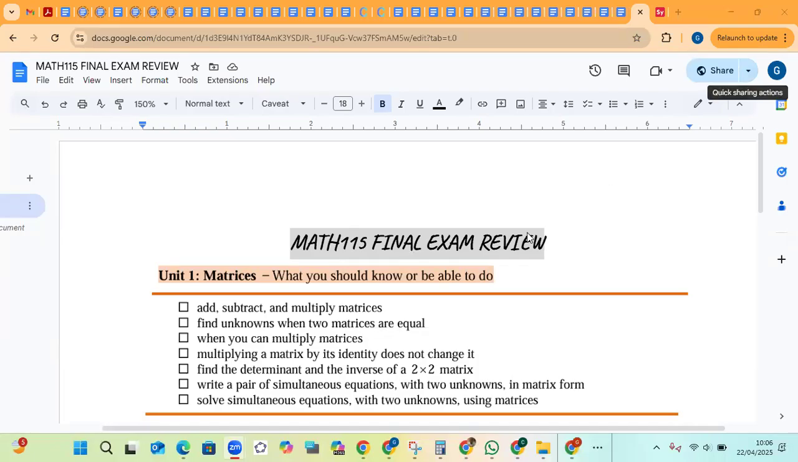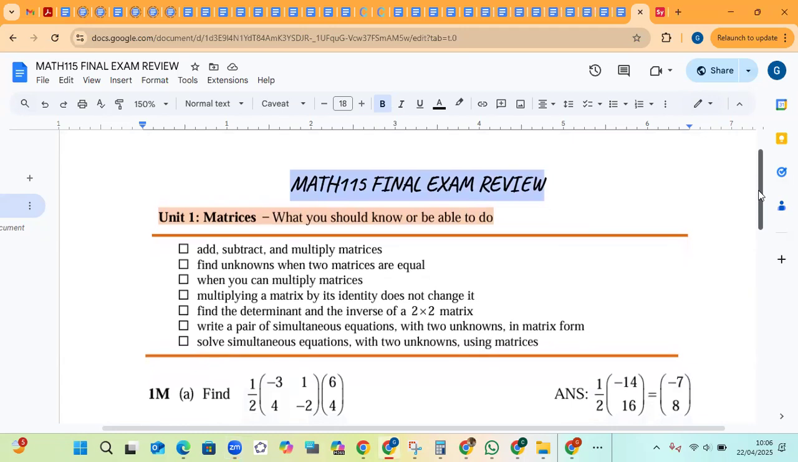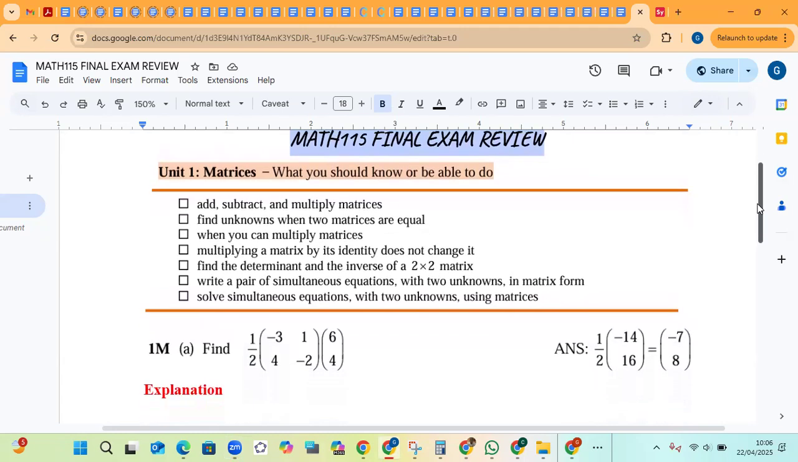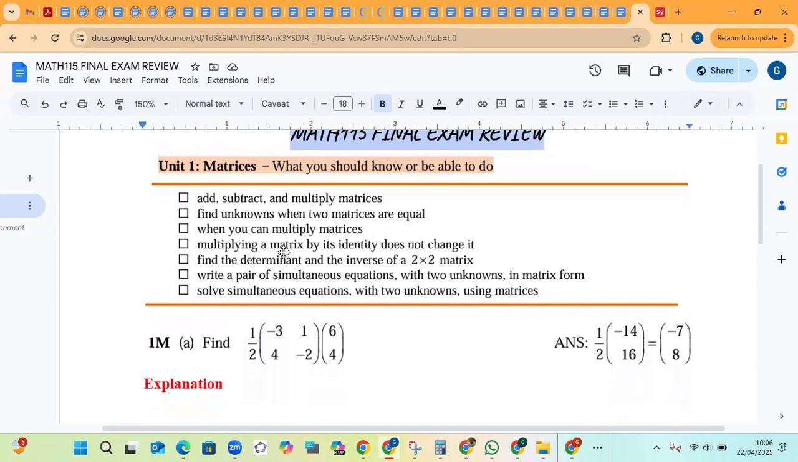In this recording, we are going to give you the solutions for the Math 115 final exam review. Starting with matrices, you've got to add, subtract, multiply matrices, find unknowns when two matrices are equal, know when you can multiply matrices, know that multiplying a matrix by identity does not change it, find the determinant and inverse of a 2 by 2 matrix, write a pair of simultaneous equations with two unknowns in matrix form, and solve simultaneous equations with two unknowns using matrices. So these are the things that you should know and you should be able to do about matrices.